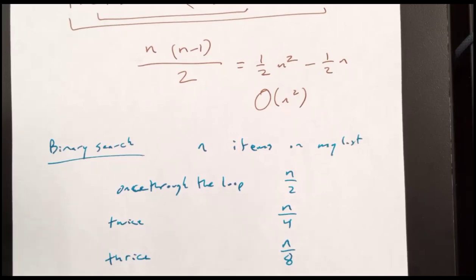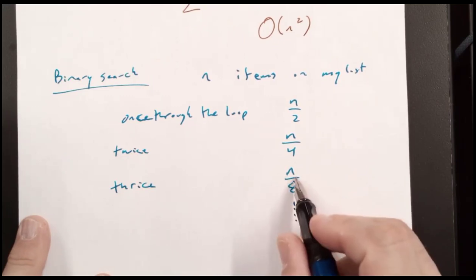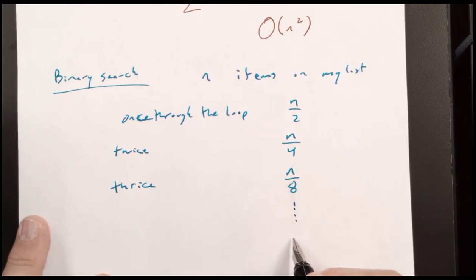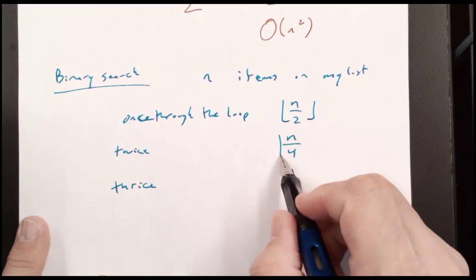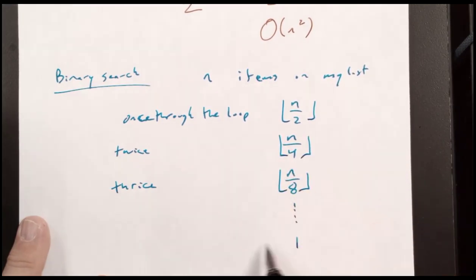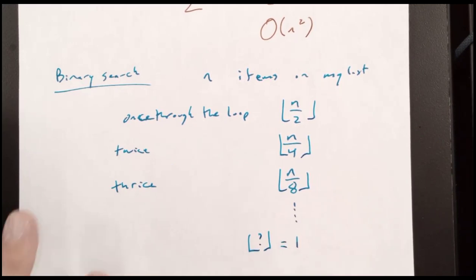So eventually, this number is going to be 1, or it's going to be a fraction of something bigger than 1, right? Like 1.5, because we keep rounding down. We do floors in here. At some point, I'm going to have 1. I don't know how many steps it's going to take. I want to know how many times it took to get here.